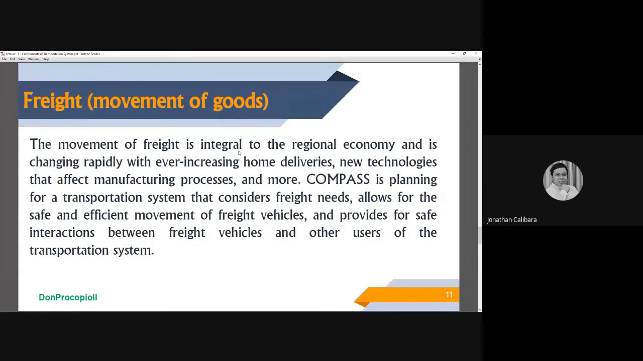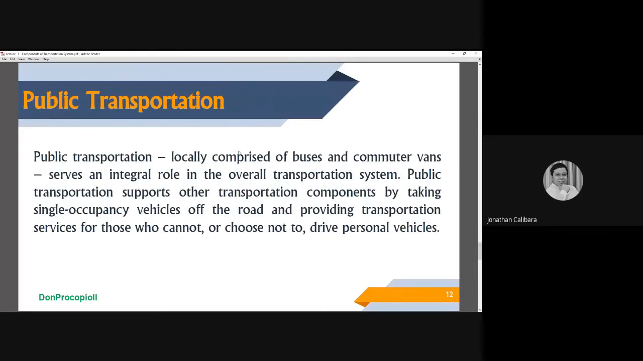Then freight, or movement of goods. It is important when it comes to imports and exports, because for other countries air freight is faster compared to seaports, which take a long time, although seaports can carry more bulk compared to airports.